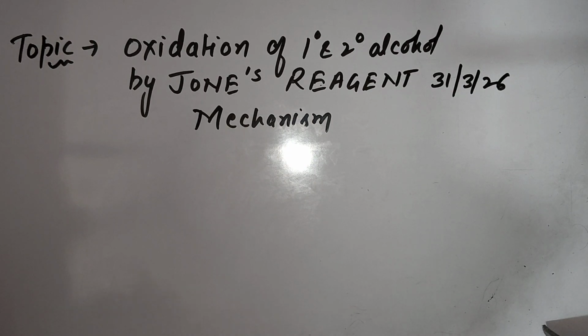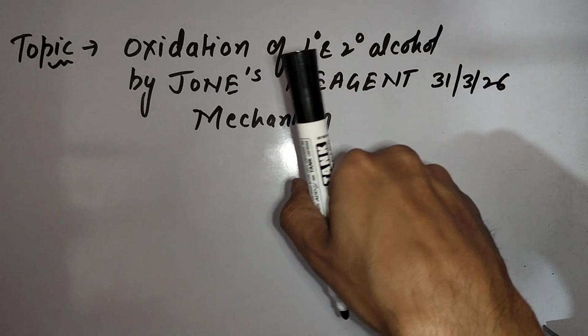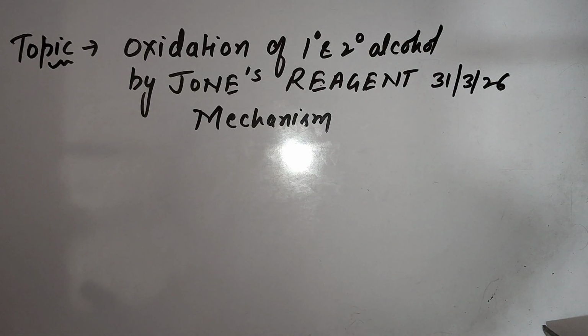Hello everyone. The topic is oxidation of 1 degree and 2 degree alcohol by Jones reagent. Before that we have done PCC, PDC, KMnO4, K2Cr2O7 oxidizing agents for alcohol. Now it's time to understand Jones reagent with its mechanism. 3 degree alcohol will not react with Jones reagent. That's why I have not written it. Only 1 degree and 2 degree alcohol.